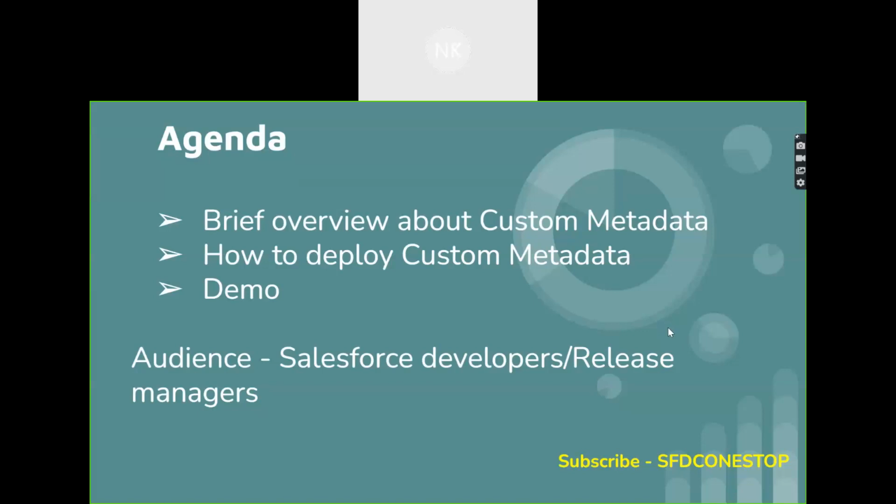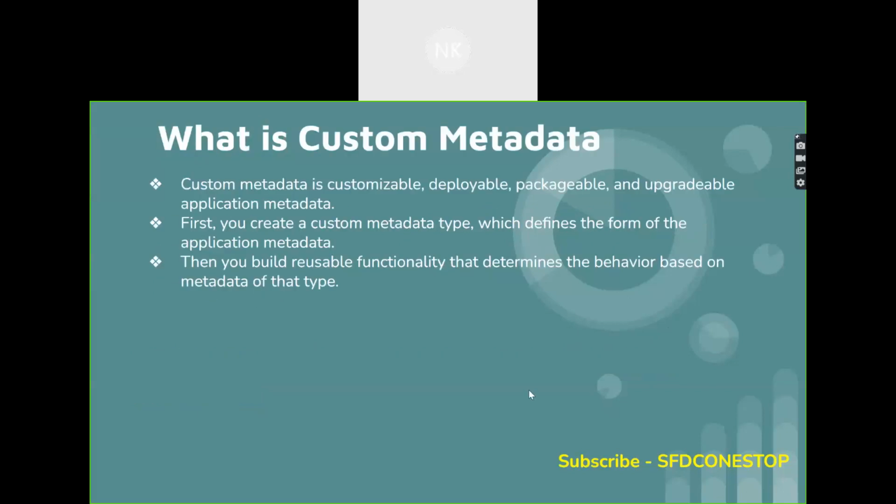As you all know, custom metadata is an application metadata which is very similar to custom objects or custom settings. So the records of a custom metadata type are metadata and they are not data. As it says here, custom metadata is customizable, deployable, packageable, and upgradable application metadata. Using custom metadata, it is very easy to deploy custom metadata and its records from one org to another org. You can use any kind of deployment tool, whether you are using ChangeSets or any third-party tool like Copado, Gearset. It is quite easy to deploy custom metadata and its records.